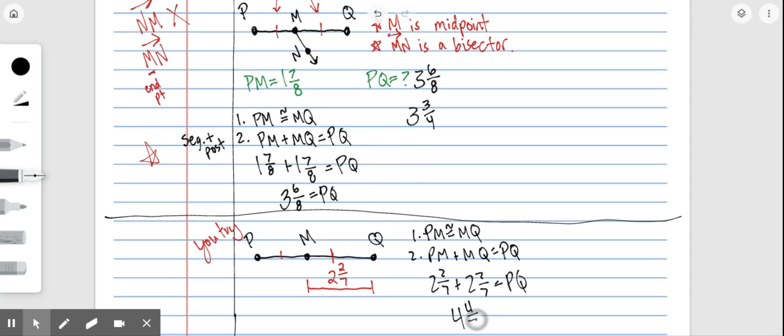Sorry, just finishing that one up. PQ equals 4 and 4 seconds. Okay, and that's the finale for that. All right, take a minute, make sure that you've got that down. And then I'm going to start a fresh page, and we're going to do it with algebraic expressions. Okay, so the same idea, but with algebra.